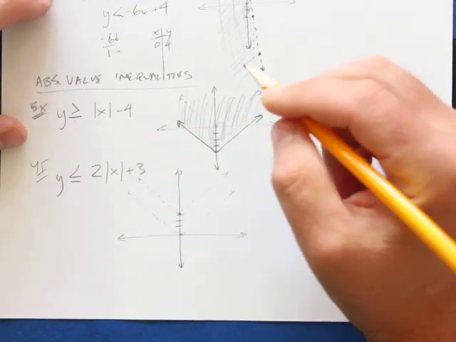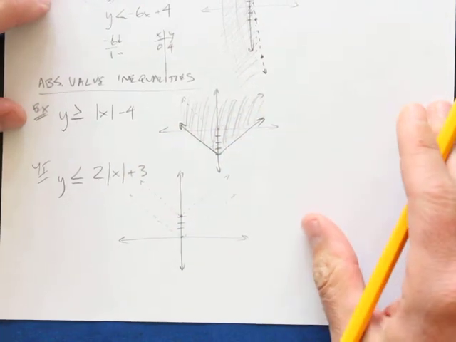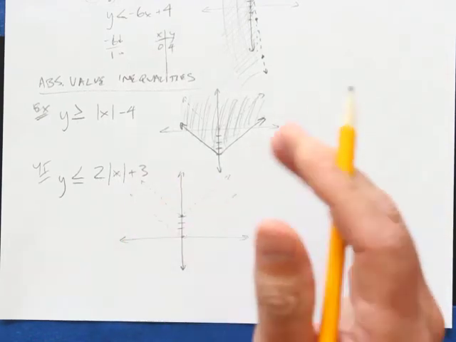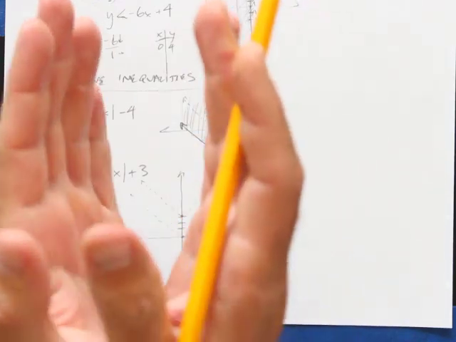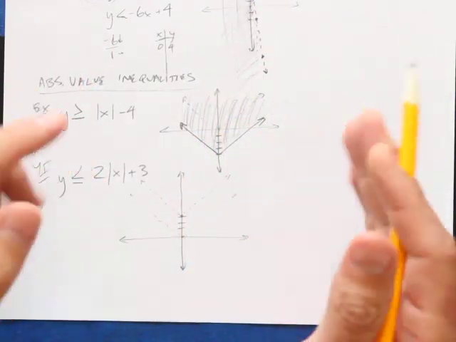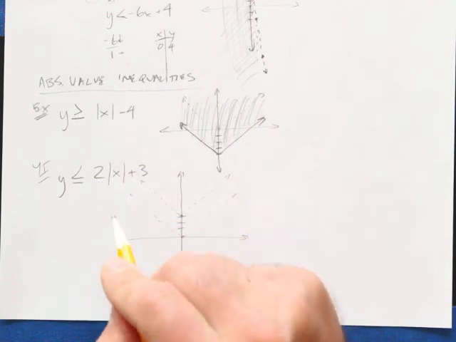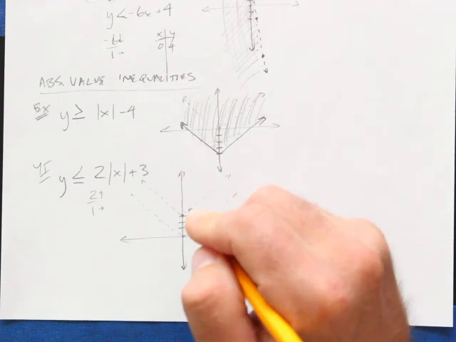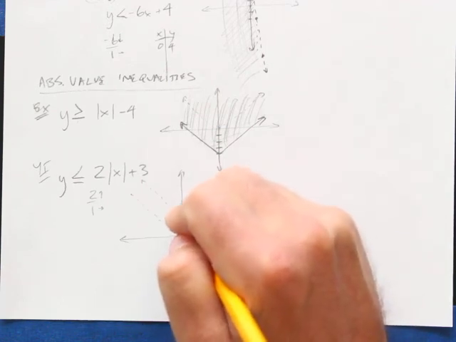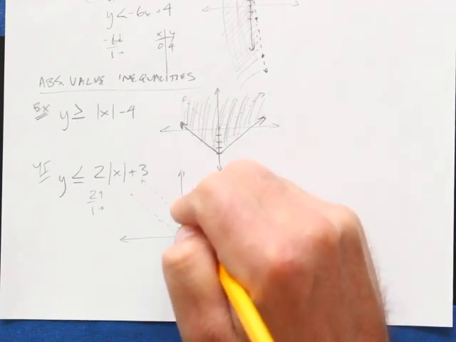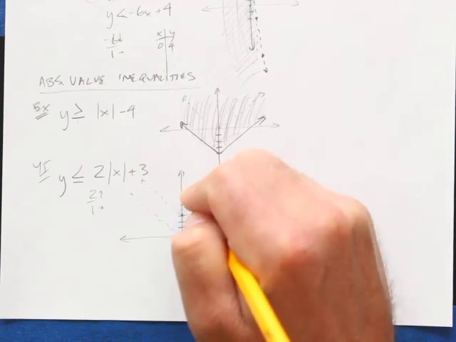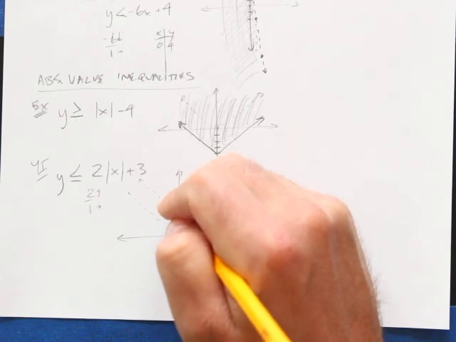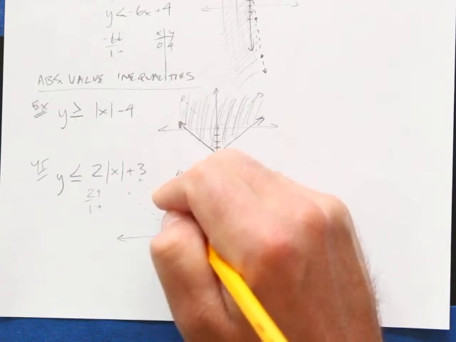Now I've got this bloody 2 right here. What am I supposed to do with that? Now remember, the 2 makes it steeper. If it was 1/2, it would make it flatter. But since the 2's there, it is going to make it steeper. And how much steeper? It's going to be 2 over 1, up 2 to the right 1. So if I start here and I go up 2 to the right 1, I got a point. Up 2 to the right 1, there's a point. Up 2 to the left 1, up 2 to the left 1, up 2 to the left 1.